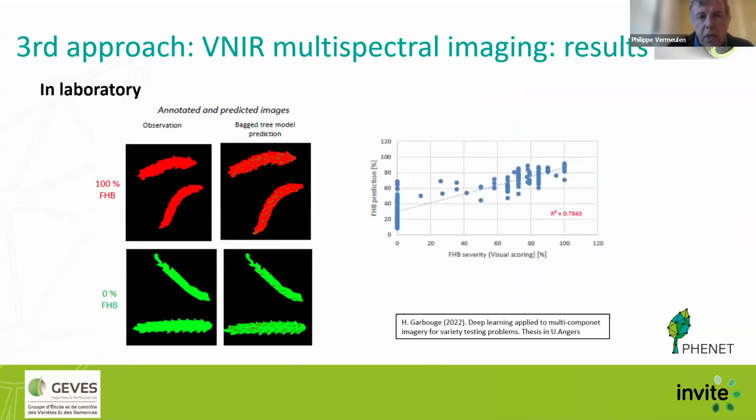So here you have some results in laboratory showing you the different ears with different levels of infection. And from that, we develop models in order to detect by pixel, the pixels detected as healthy or infected. And then we can have such results as shown in the graph, the relation between the severity, the visual scoring, and the predicted value. You can see that here we have quite a lot of false positives, but it was a first result we obtained.